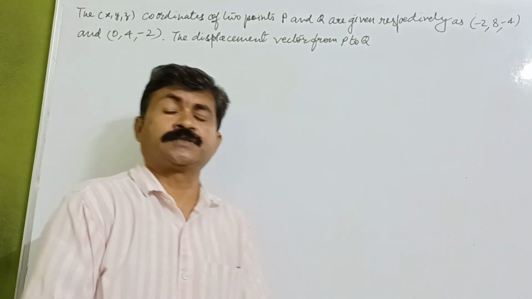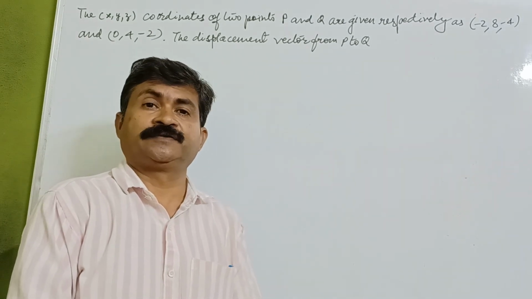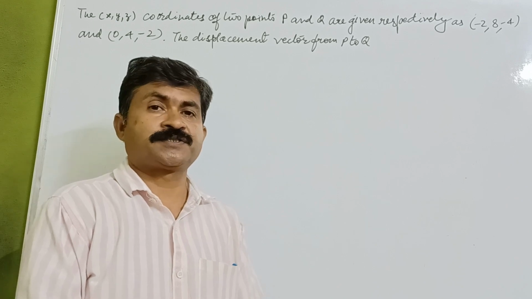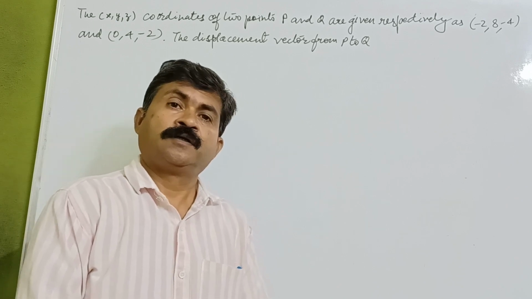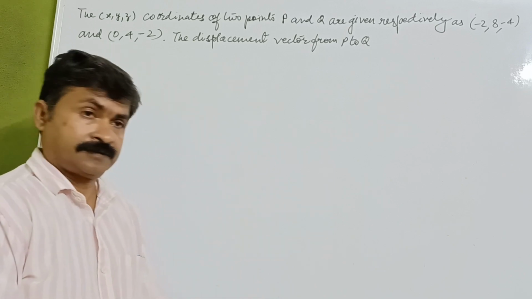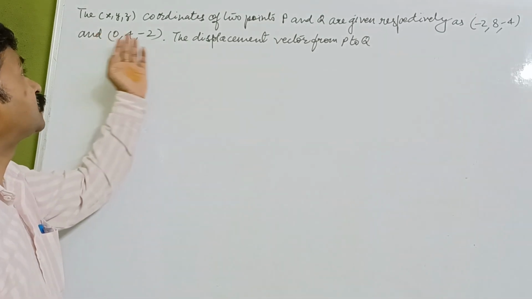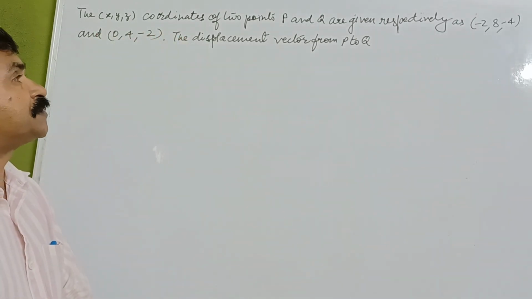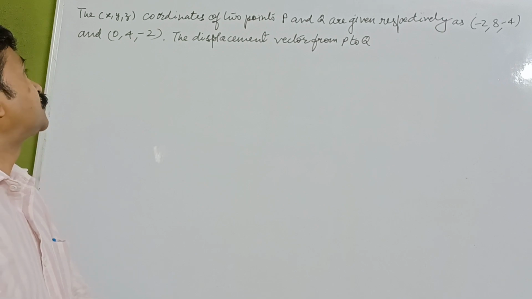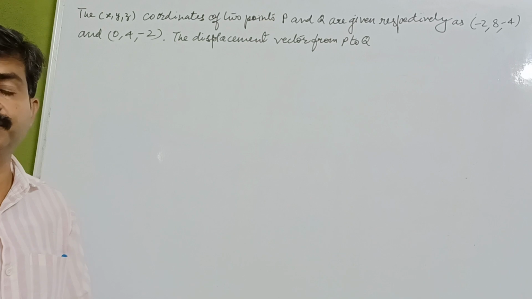Yes, dear students, here we have a numerical which is based on the displacement vector, means it is based on the vector motion in a plane. Now if we go through this numerical, a simple one: the xyz coordinates of 2 points P and Q are given respectively as (-2, 8, -4) and (0, 4, -2). Find the displacement vector from P to Q.